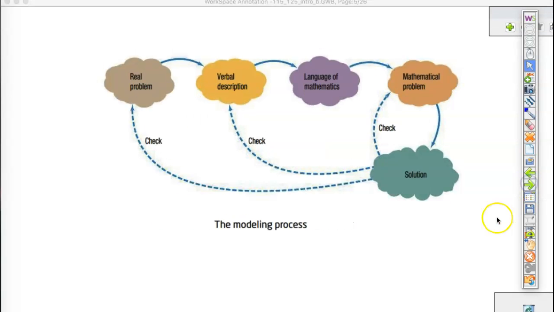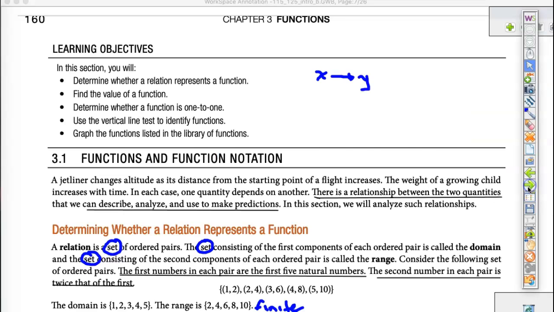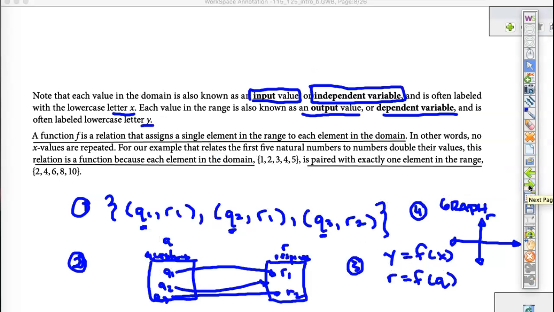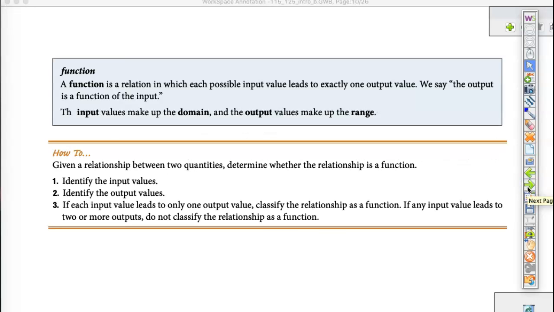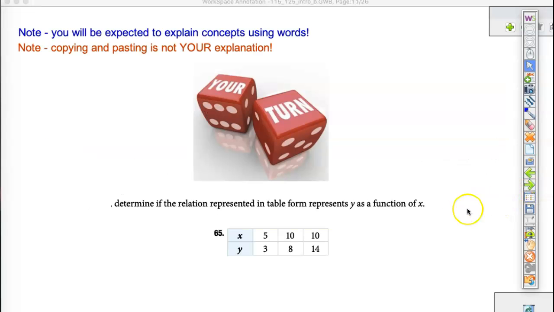Let's keep pushing. Some of these figures I didn't want to get rid of, so I just want to get back here. Okay, so let's take a look here real quick. In this case, number 65 from 3.1, determine if the relation represented by a table forms y represents a function of x.